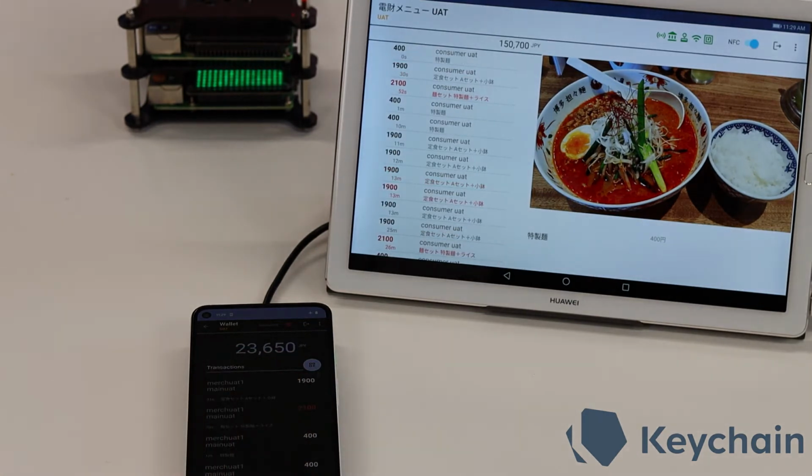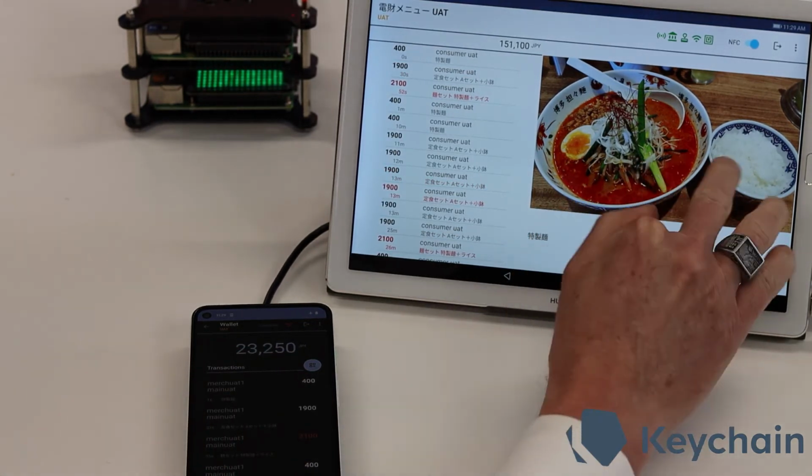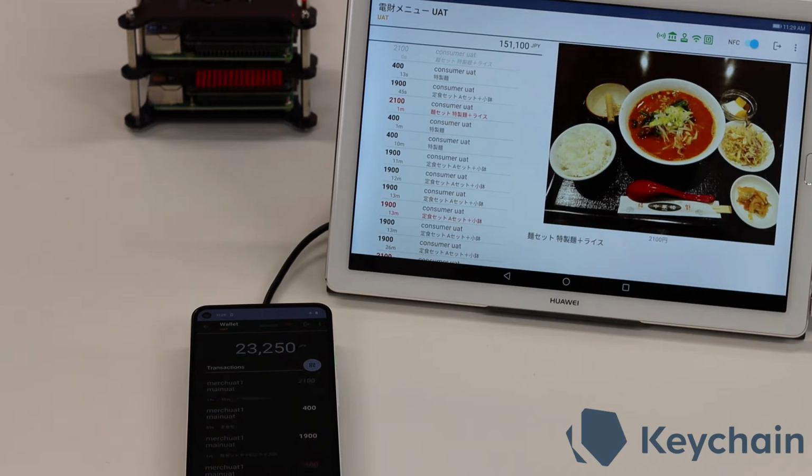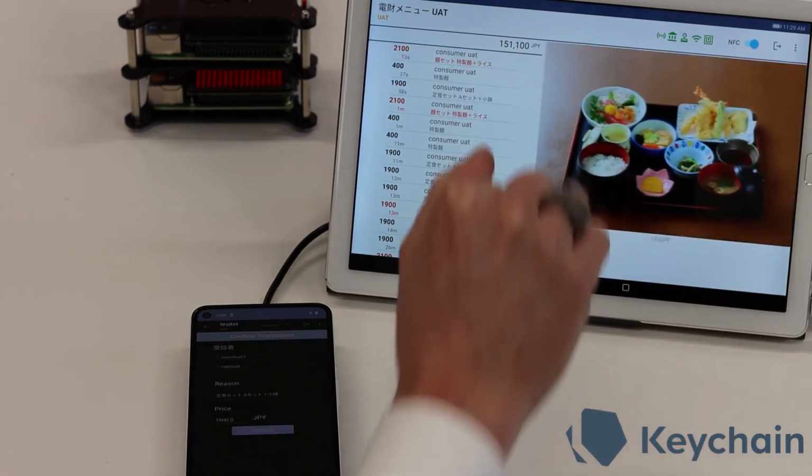Okay, this one is the 400 yen. And notice, just like the first case, we found that the 400 yen transaction has been approved and the approval has been recognized by all three devices. Let's proceed with 2100. Again, like the first case, the 2100 yen transaction has been rejected and the rejection has been recognized and accepted by all devices.